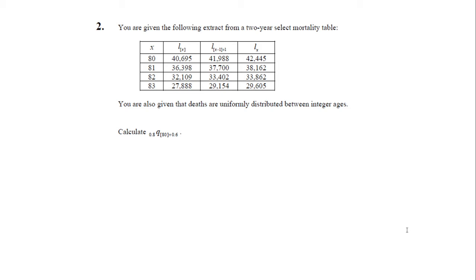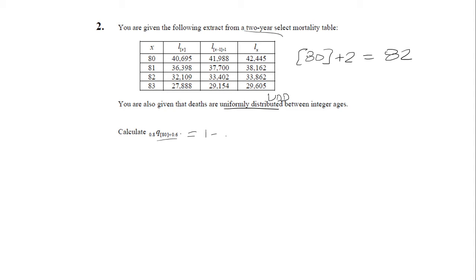We're given a two-year select mortality table. So the two-year select means that somebody selected at age 80, we add 2 years to that. That's the same thing as age 82. We're given UDD here. And we want to find the probability that a person selected at age 80 and is currently 80.6 years old will die within the next 0.8 years.